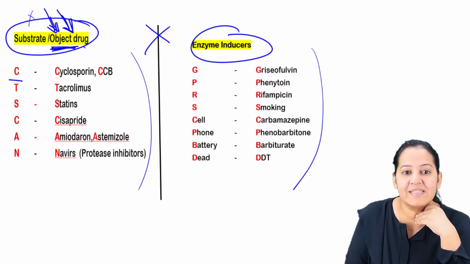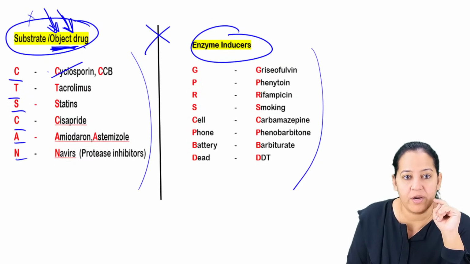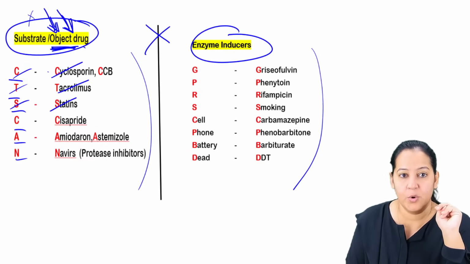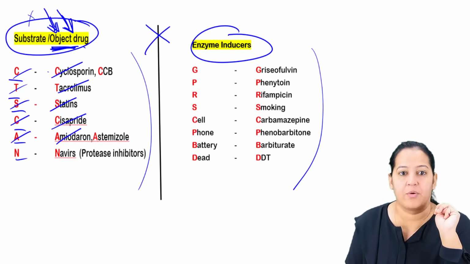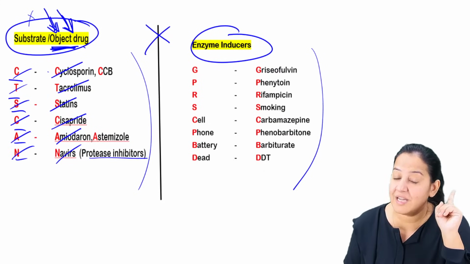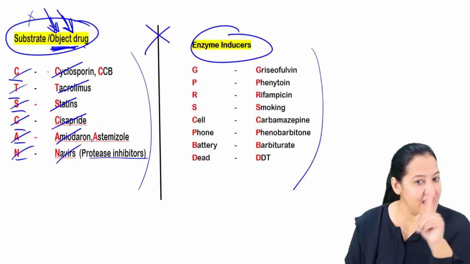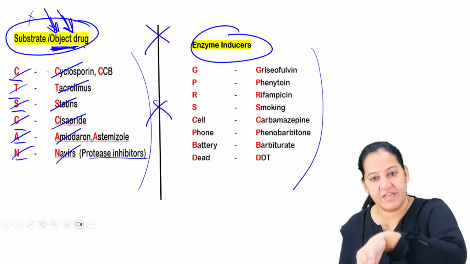The object drug mnemonic is CT scan. CT scan is the mnemonic. So C for cyclosporin, T for tacrolimus, S for statins. Another C is for cisapride, A is amiodarone and N is navirs, the protease inhibitors, the anti-HIV drugs used in AIDS treatment. Got it? Never give any of these with the inducers.